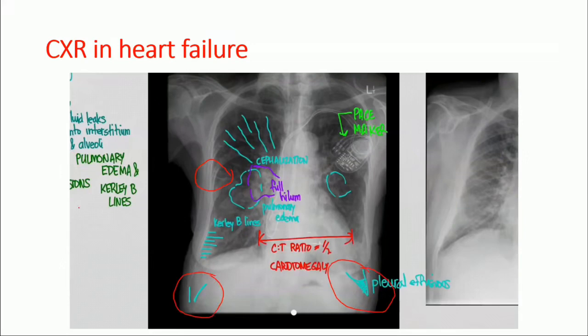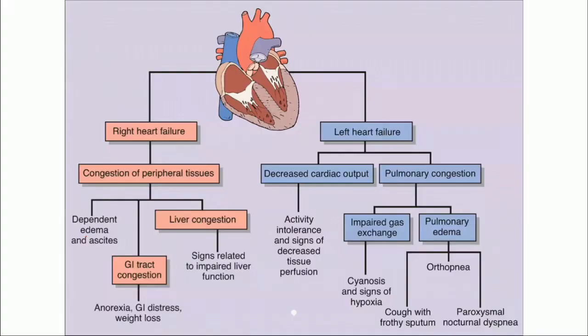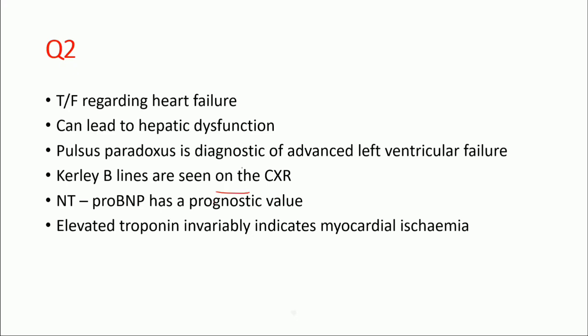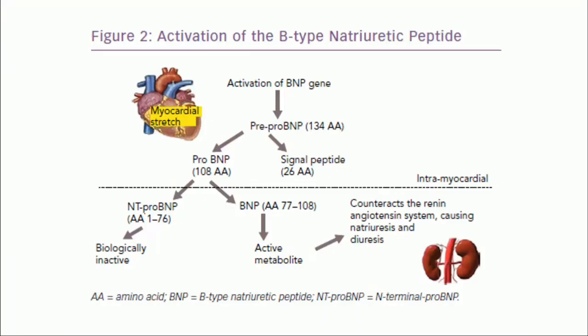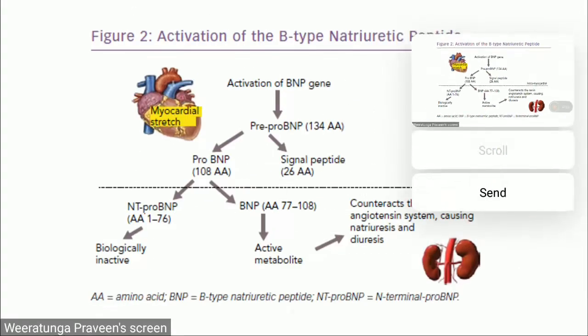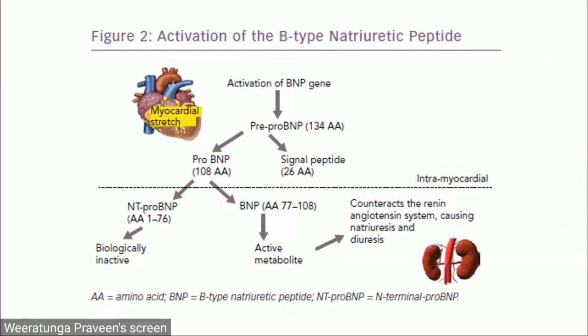Right. So chest X-ray changes, very important for you to know, right? We can ask you to describe these in an SCQ as well. So that is what you find. So Kerley B lines are seen on the chest X-ray is true. Right. Now remember, I told you in your appointment that in order to diagnose heart failure, what do you need, right? In order to diagnose heart failure, you need a supportive clinical history and examination. You need an echocardiogram, and if available, a BNP, right?